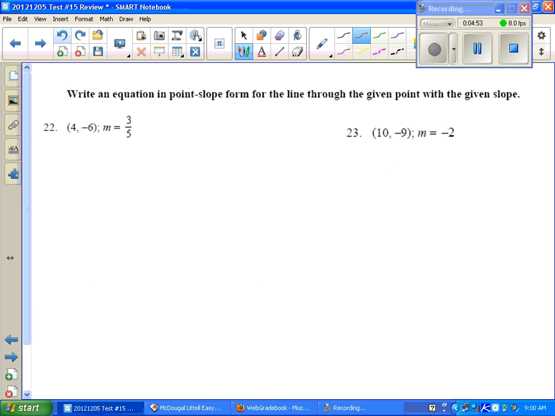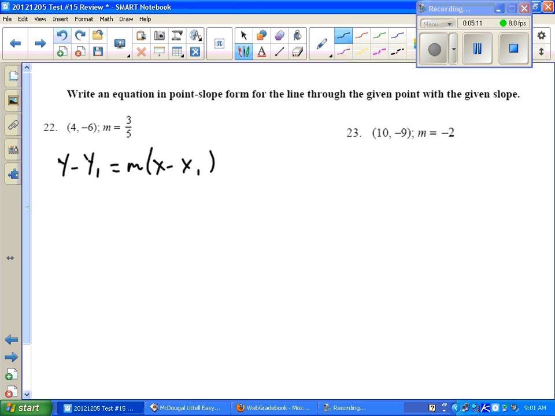Number 22 says write equations in point slope form. So this is what we're a little bit more comfortable with, not going backwards like we did a minute ago, but writing them in point slope form. Point slope form is y minus y sub 1 equals m times x minus x sub 1.